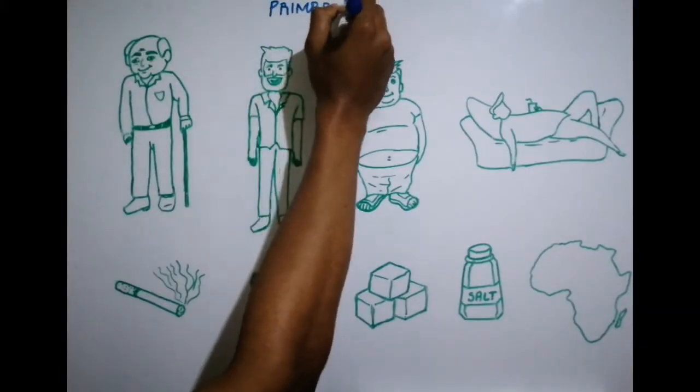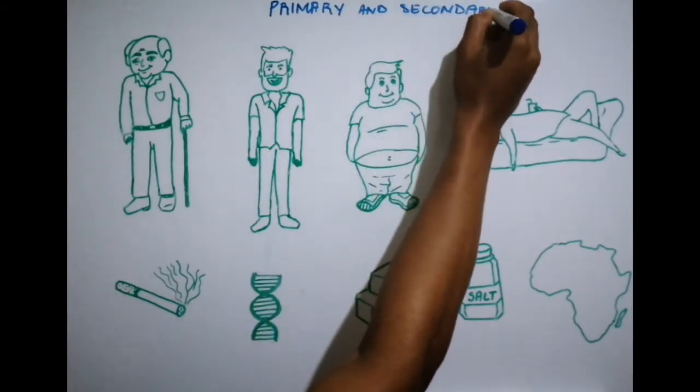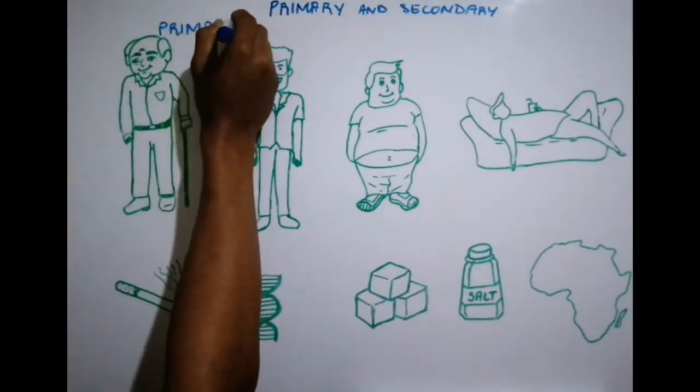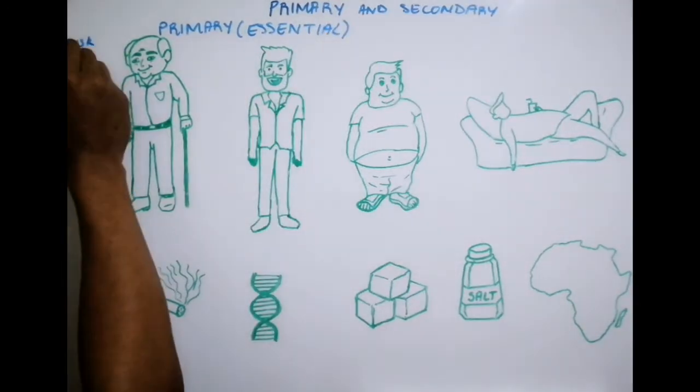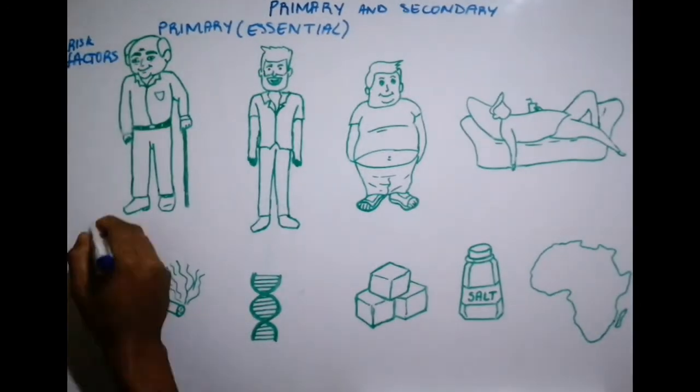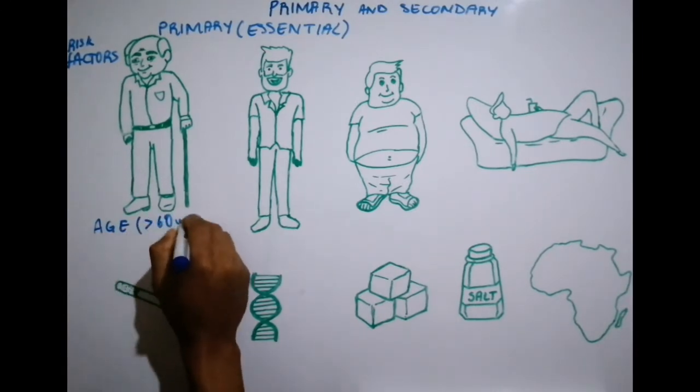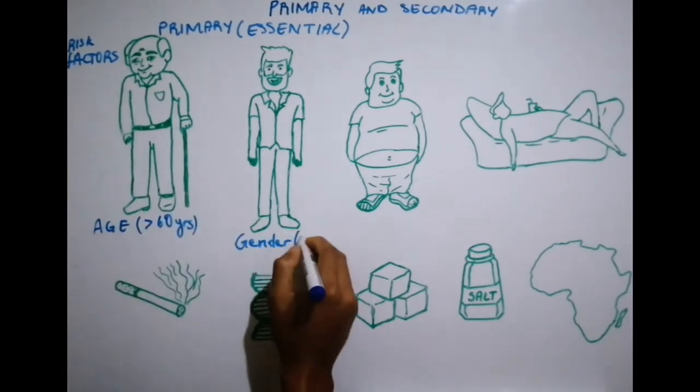Hypertension can either be primary or secondary. Primary or essential hypertension is not secondary to any underlying disease but is associated with a number of risk factors, which include age. The higher the age, the higher the incidence, and greater at above 60.